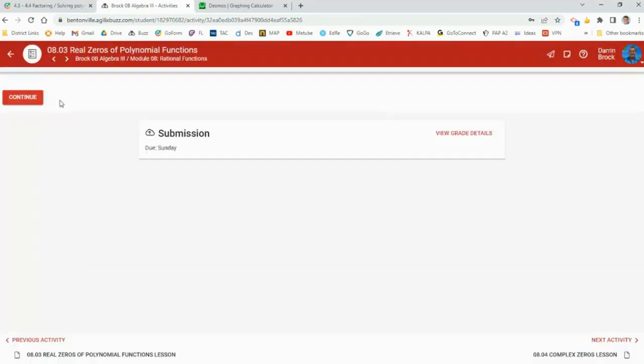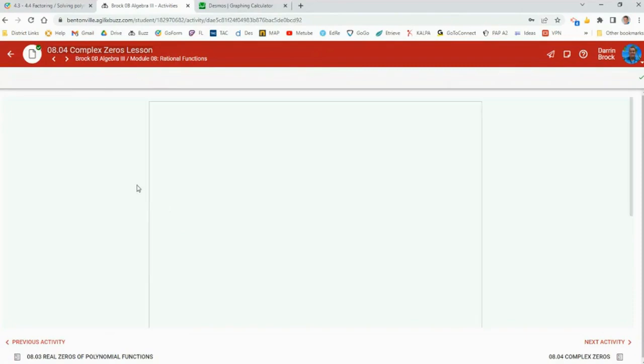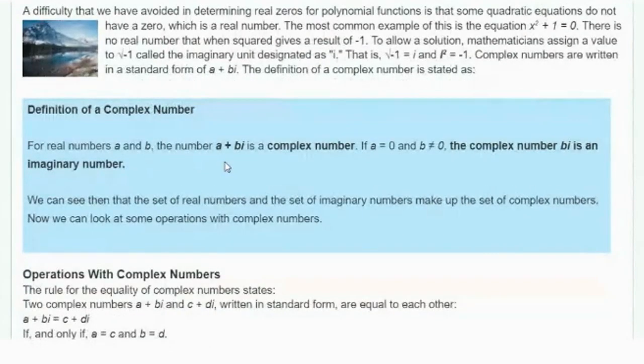All right, let's look at our second lesson. It's shorter. I know we've been here a while already. Definition of a complex number. This is to talk about imaginary numbers. That's what a complex number is: a plus bi. So let's look real quick at a plus bi.